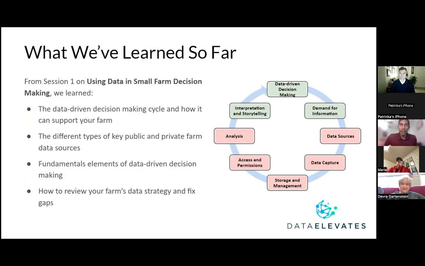Okay, I do think it's still useful to have a quick recap of some of the things we've learned so far. Session 1, about a month ago since we meet every 2 weeks, was on using data in small farm decision making. The key point is this cycle on the right side, which we call the data-driven decision making cycle. This goes to really any business process, and it applies to farms just as well as to other businesses.